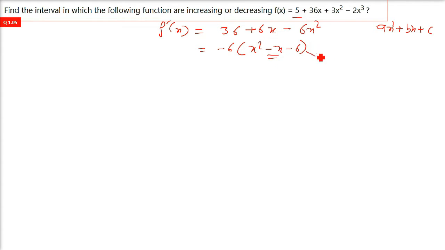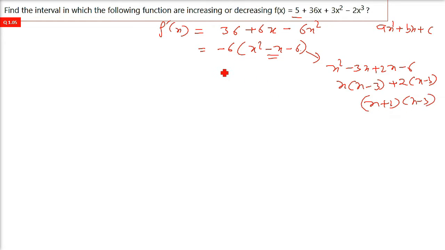Now you know that 6 is 3 times 2. So 3 and 2 will give you 1. Plus 3 minus 2, or minus 2 plus 3, in whichever way you want to write. So it will be x common x plus 3, minus 2 common x plus 3. So the factors will be x minus 2 and x plus 3. Now put them as 0. x equals 2 and x equals negative 3. These are the critical points that you get.